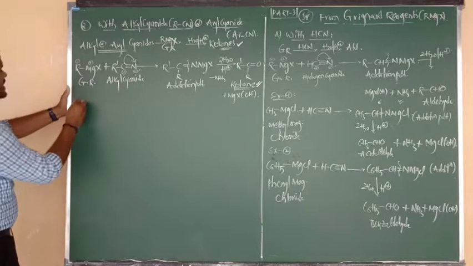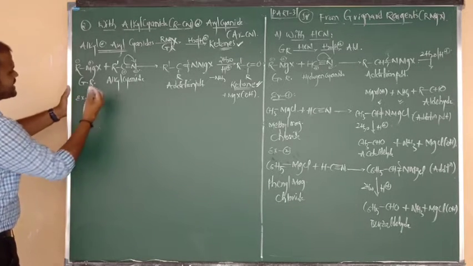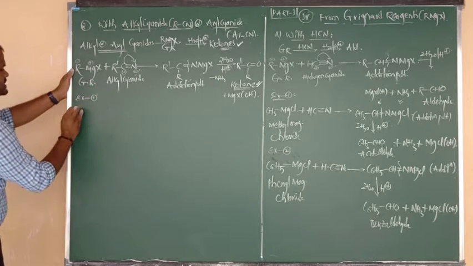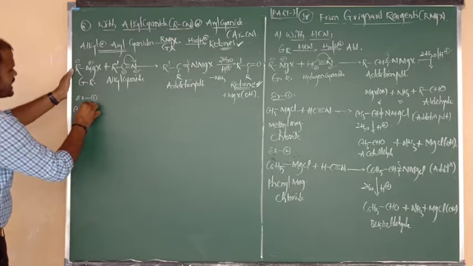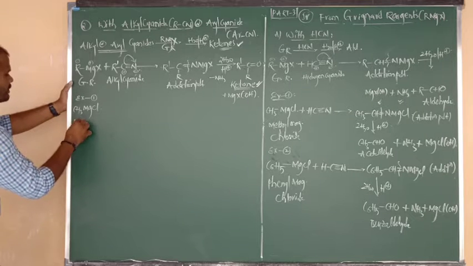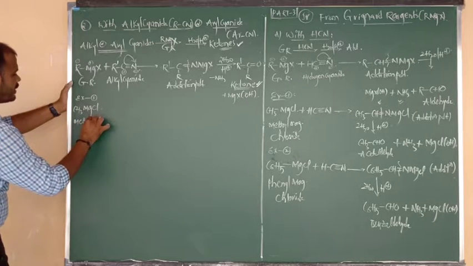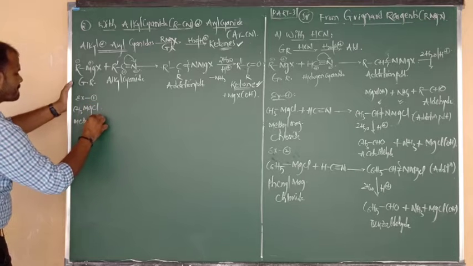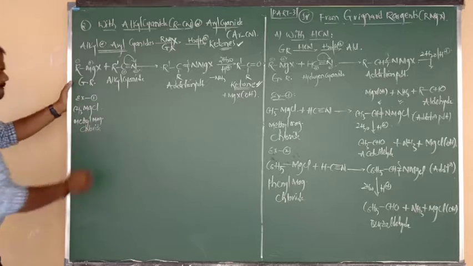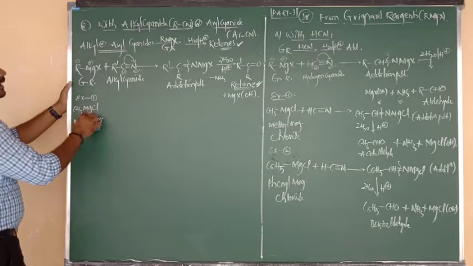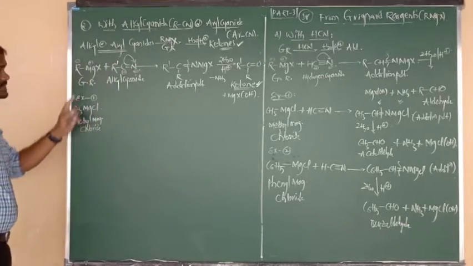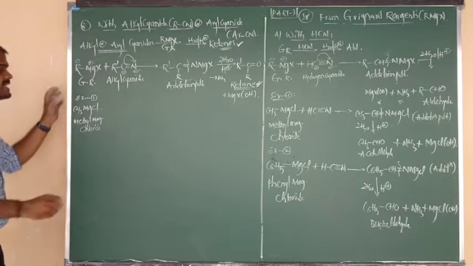Let me write at least two examples. Example 1: R replaced by CH3. So we can say CH3MgCl and CH3MgBr, as you wish. What is the name of this compound? Methyl magnesium chloride. It undergoes reaction with alkyl cyanide, where R is also replaced by CH3. R prime I am also going to take as CH3.